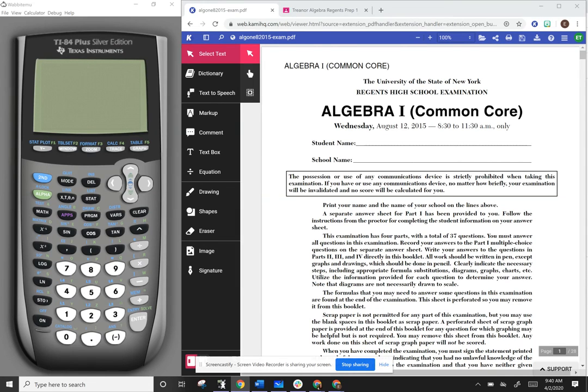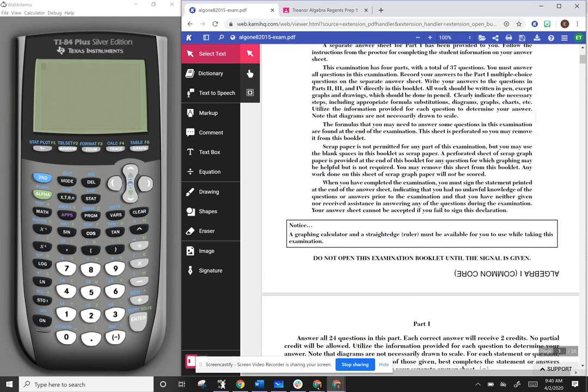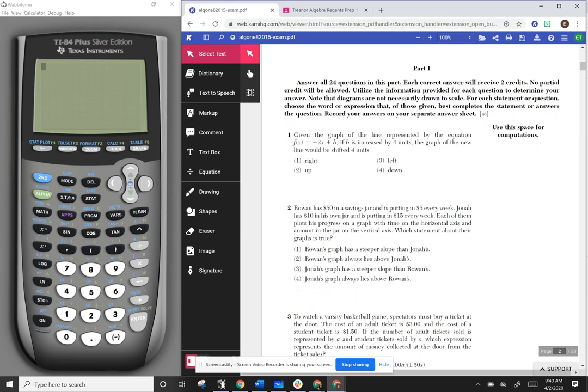Today we are going to review the August 2015 Algebra 1 Regents, questions 1 through 12. Okay, so let's see number 1.